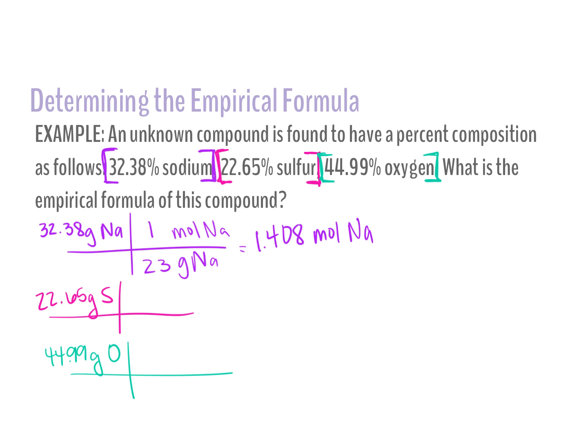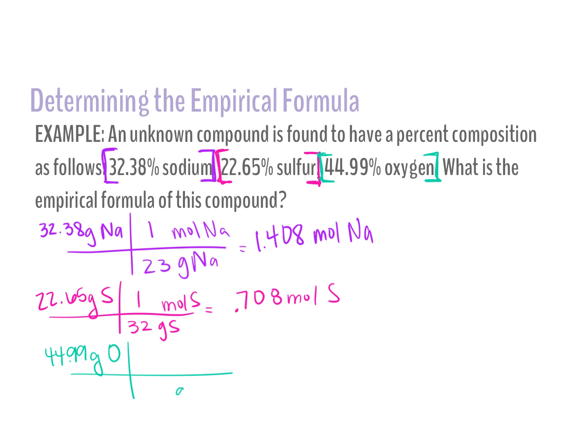Okay. We're going to do the same thing for sulfur. Grams of sulfur to moles of sulfur. 1 mole is 32 grams. We know where I'm getting this number 32. Where's that coming from? Atomic mass or molar mass, periodic table, right? It's coming right from the periodic table. So 22.65 divided by 32 gives me about 0.708 moles of sulfur. Are we on the same page so far? Everybody hanging in there?